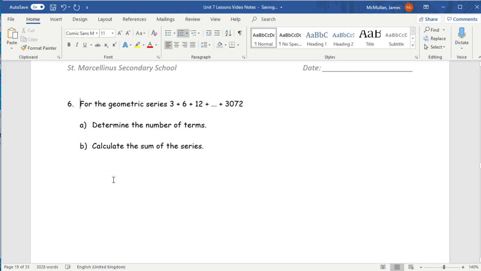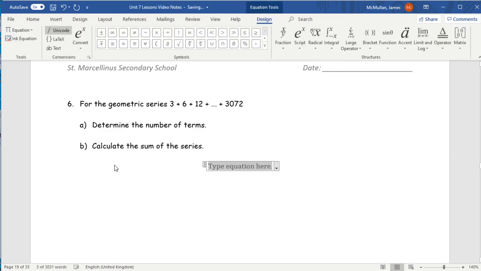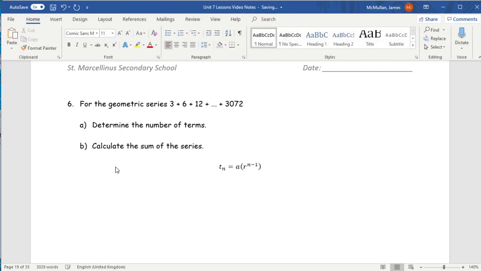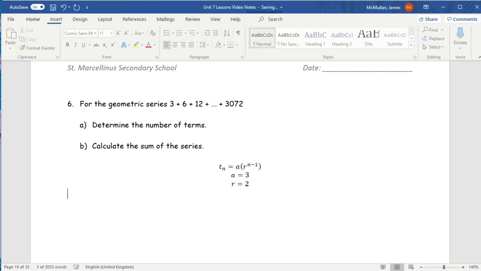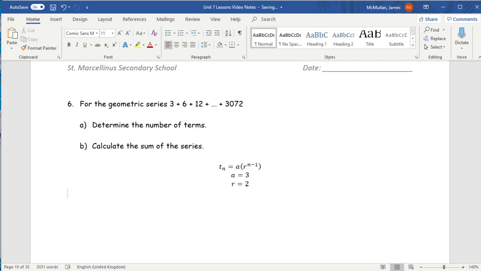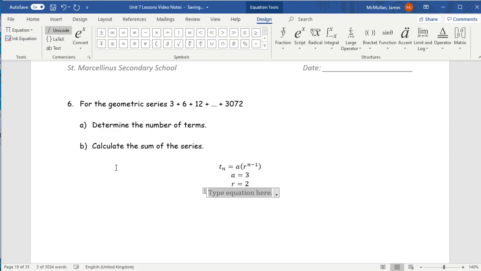Okay, for the geometric series, determine the number of terms and calculate the sum of the series. So let's look at Tn equals a r to the power of n minus 1. That's what the geometric series formula says. We know that a is 3, we know that r is 2, and that's just looking at the first couple of terms, right? You have to double 3 to get to 6, you have to double 6 to get to 12. Now, what we don't know is n.